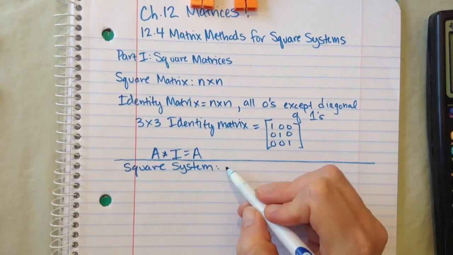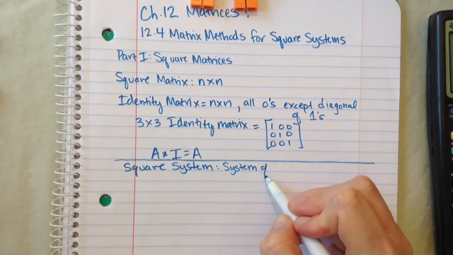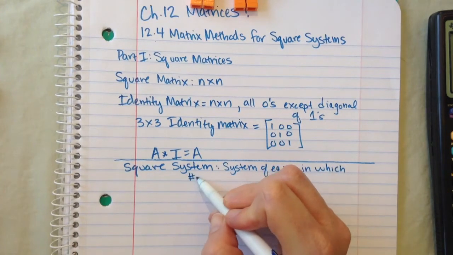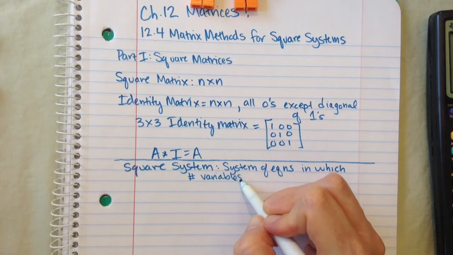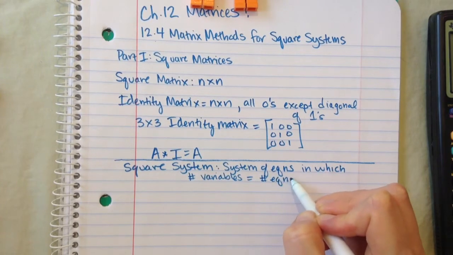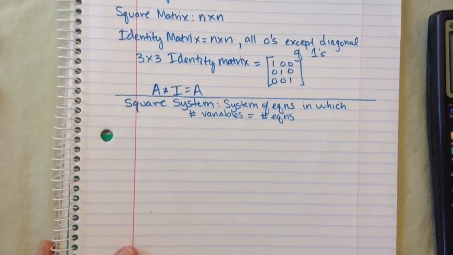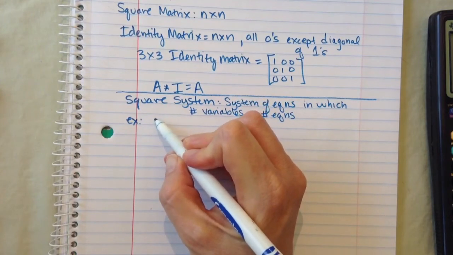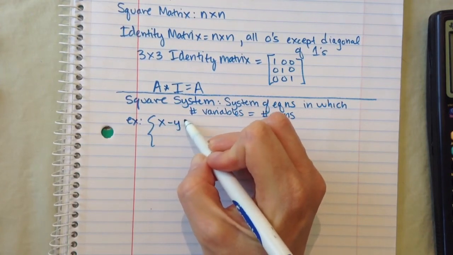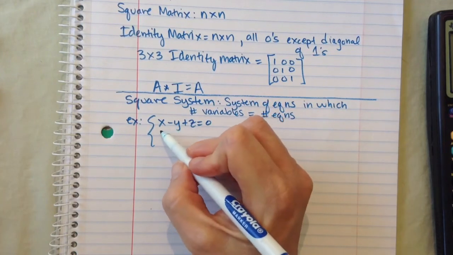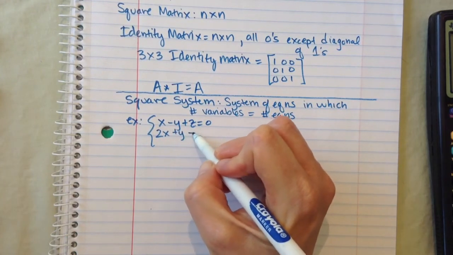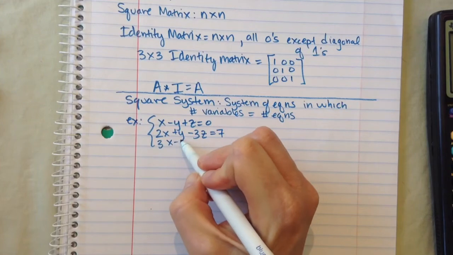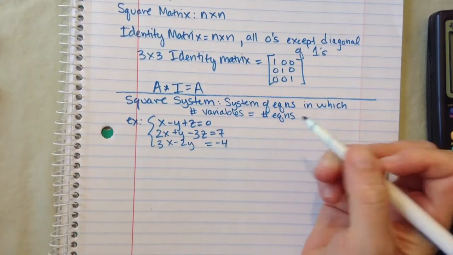And a square system is just a system of equations in which the number of variables equals the number of equations. And that's most of our systems of equations. Most of our systems of equations are square systems. So for example, we have a system like this: x minus y plus z equals 0, 2x plus y minus 3z equals 7, and 3x minus 2y equals negative 4.